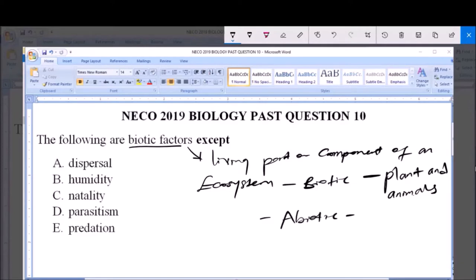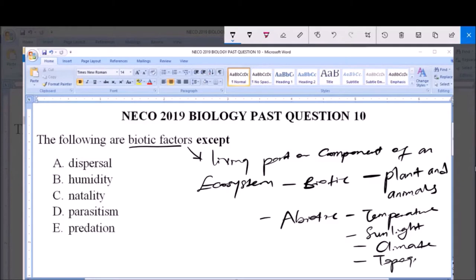And the abiotic factors are the non-living components, such as temperature, sunlight, climate, topography, humidity. Now all these are what? Humidity. All these are abiotic factors, and so on.